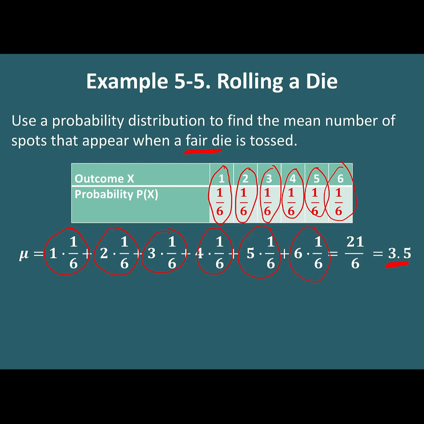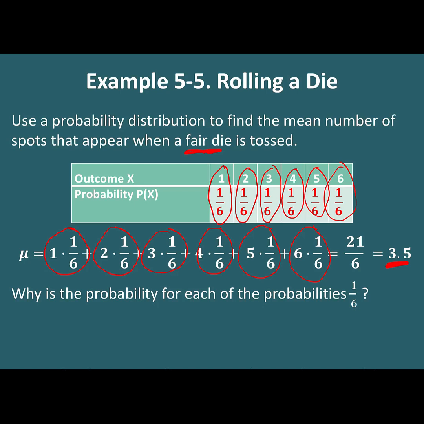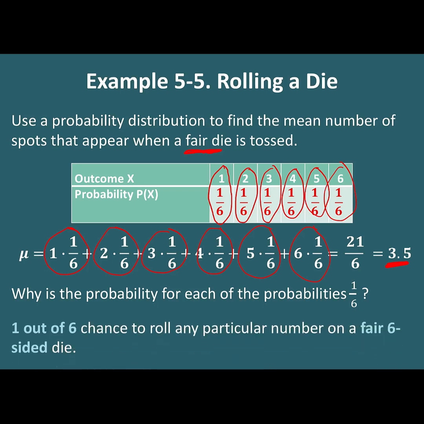Obviously 3.5 is not a number on the die itself, but it represents the mean or average number of spots that appear on the die when rolled. Once again, why is each probability 1/6? There is a 1 out of 6 chance to roll any particular number on a fair 6-sided die.